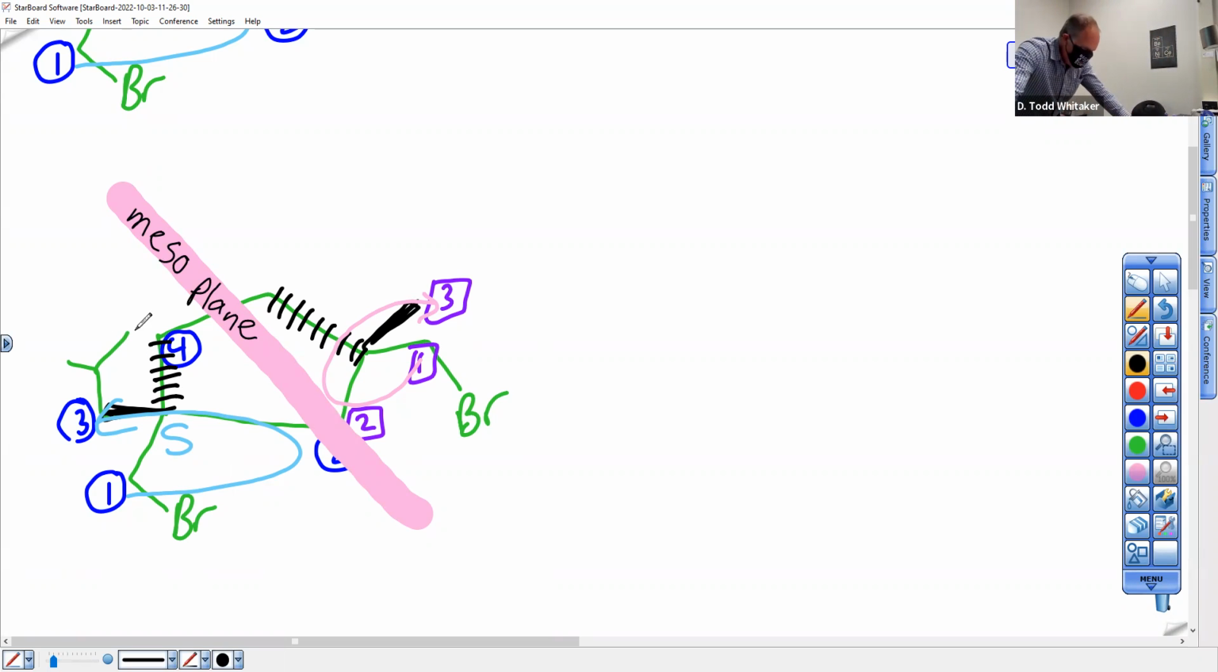You see that the CH2 here matches the CH2 across the mesoplane. This C is identical to this C across the mesoplane. This C got cut in half. You can cut a carbon right in half, and it's half a ball. C is half a ball, right? The CH2Br, same distance from the mirror. Because there's a mesoplane, this molecule does not have an enantiomer.